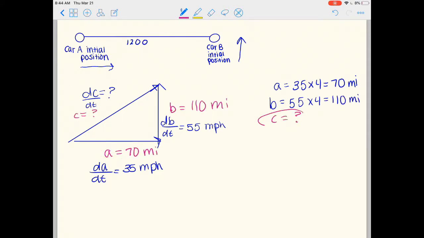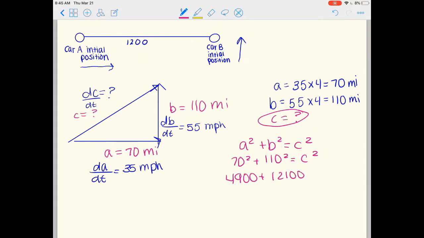So we still don't know what C is, but we can figure this out because we know A and B, so we could use the Pythagorean theorem, which is A squared plus B squared equals C squared. So we fill in 70 squared plus 110 squared equals C squared. We then can figure out that 70 squared is 4,900. We can figure out that 110 squared is 12,100.